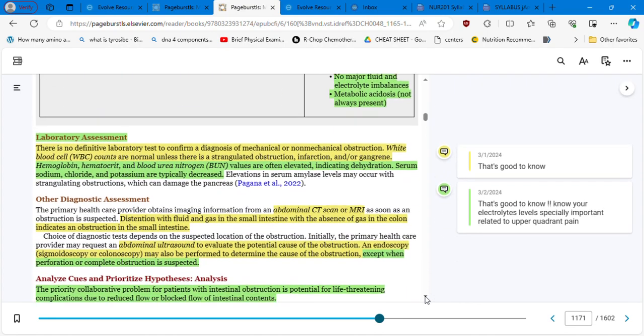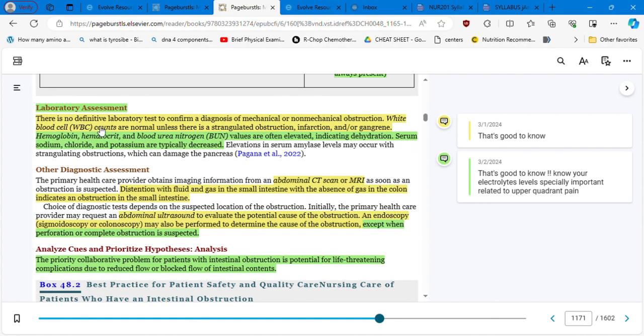Let's move to laboratory assessment. There's no definitive laboratory test to confirm a diagnosis of mechanical or non-mechanical. White blood cell count is normal unless there is a strangulated obstruction, which is going to cause bacterial overgrowth, infarction, or gangrene, of course. Hemoglobin, hematocrit, and blood urea nitrogen values are often elevated, your BUN, indicating dehydration, of course, the leaking of fluid. Serum sodium, chloride and potassium are typically decreased, and that's good to know.